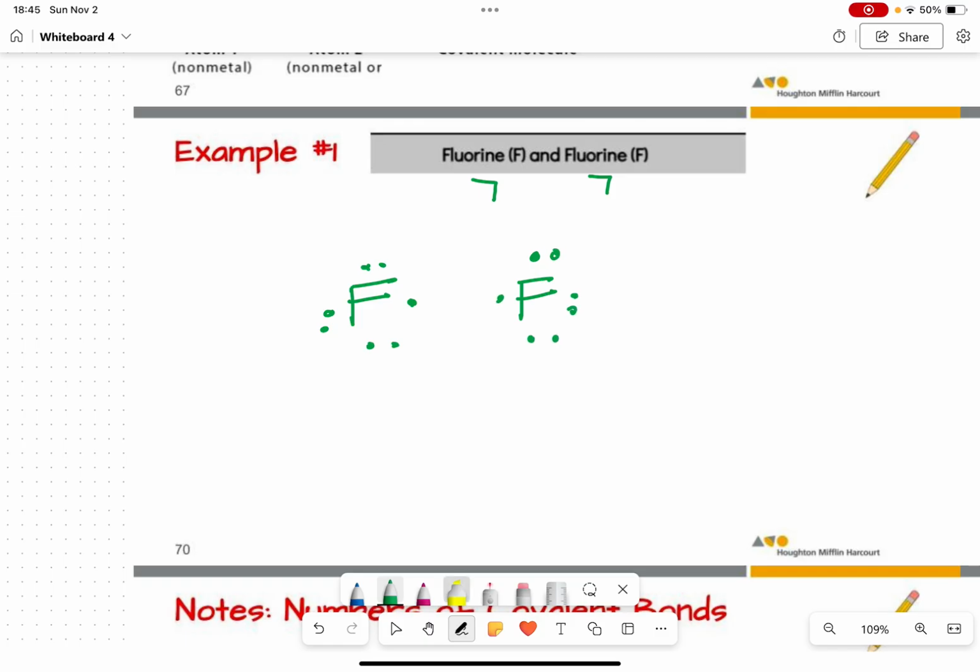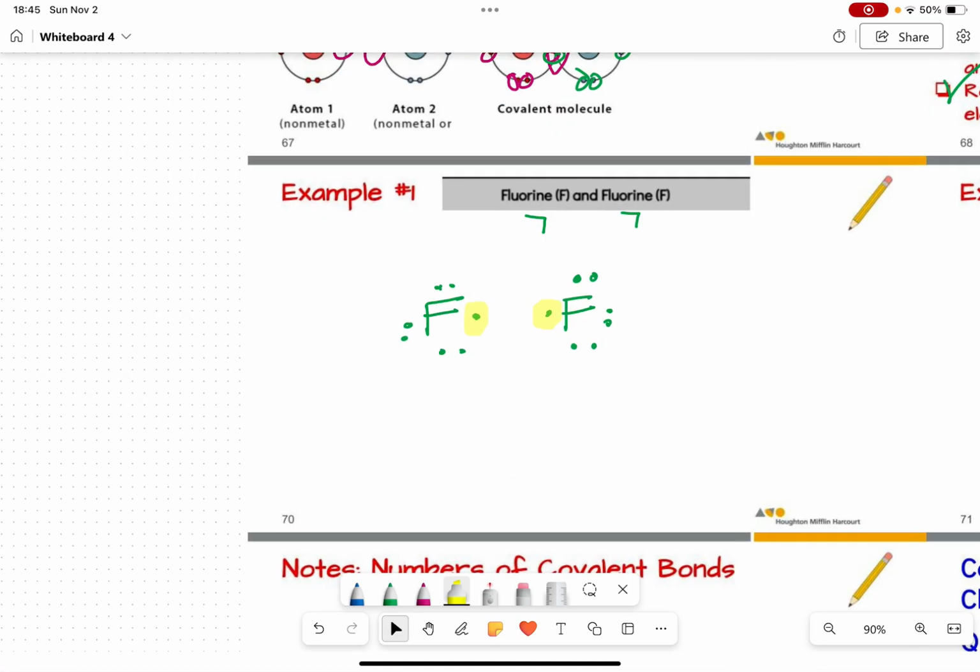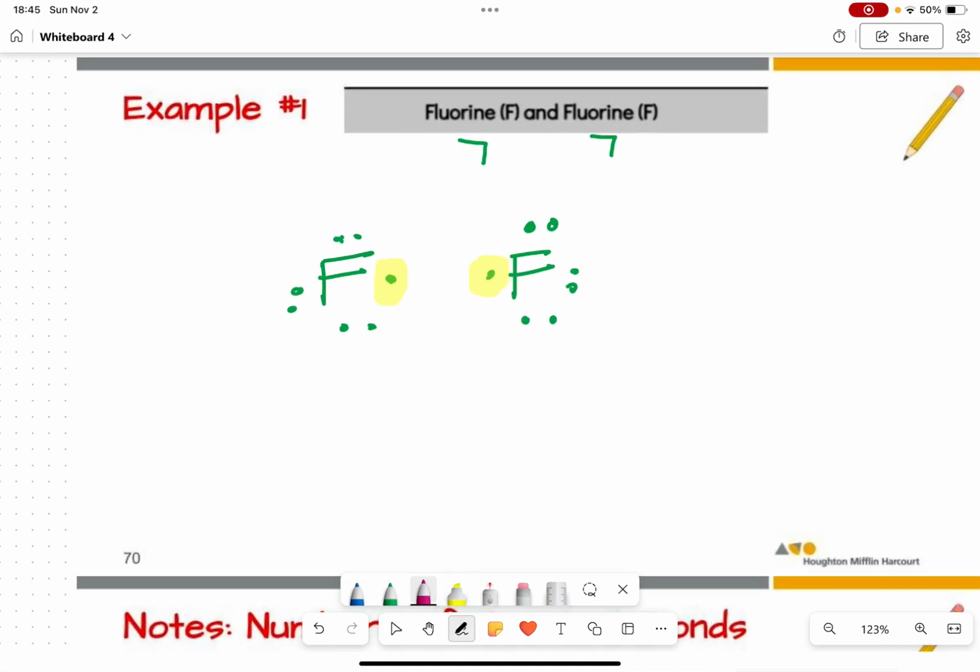And so if you notice, I put the single electrons towards the center because I know I'm going to be pairing them up. It'll just help to draw them with the lone electrons towards the center. And so your second step is to circle all the lone electrons. So each fluorine has 1. Your third step is to pair them up.